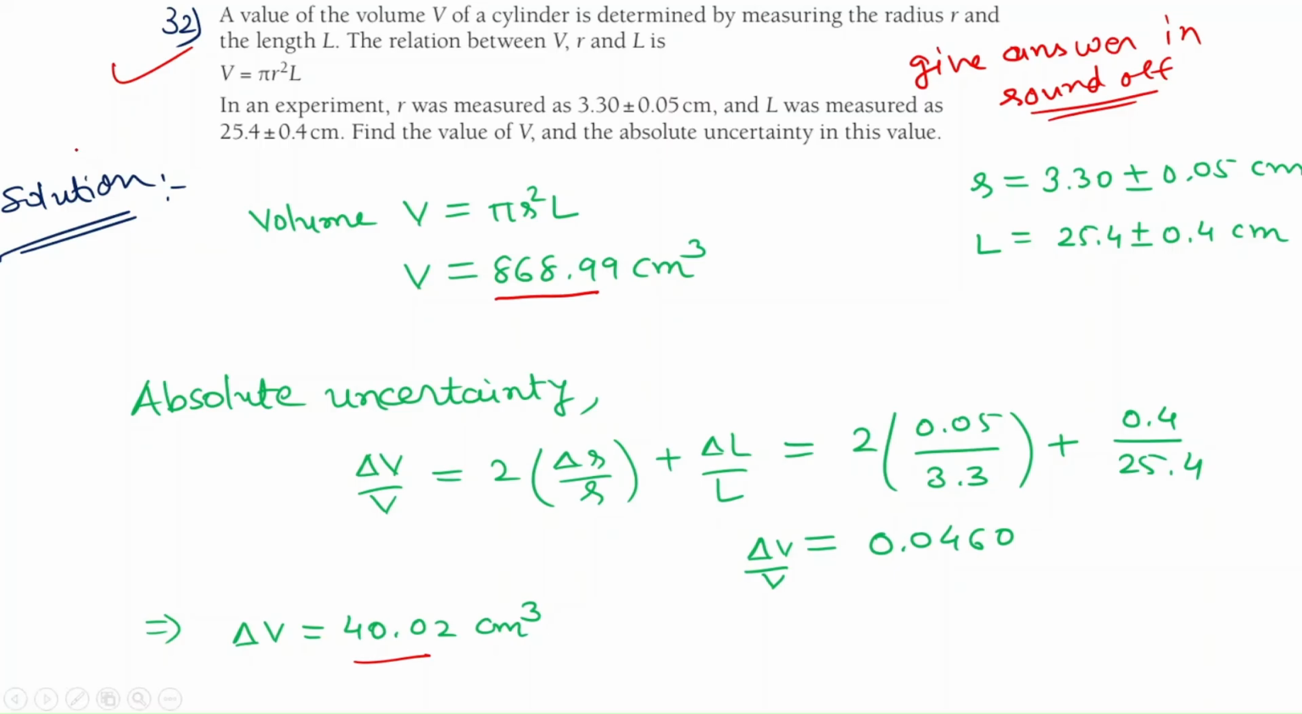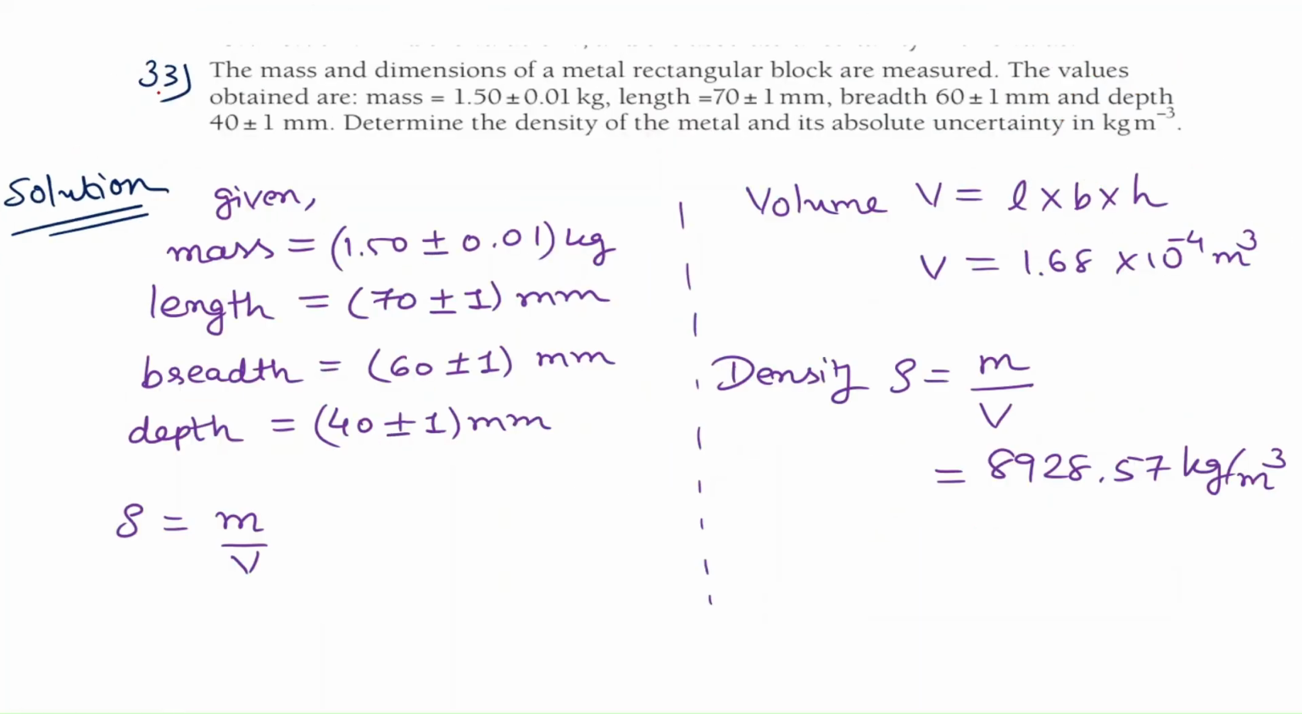Now we go on to question number 33. In question number 33, the mass and the dimensions of a metal rectangular block are measured. The values obtained are mass, length, breadth, and depth. Determine the density of the metal and its absolute uncertainty. Again, this kind of question. I mentioned here what is given, and we have to find the density of the metal rectangular block.